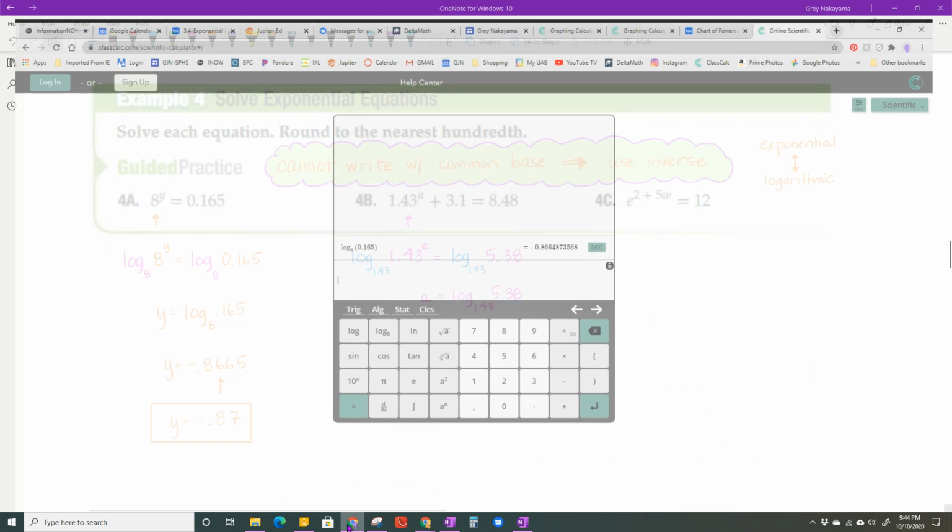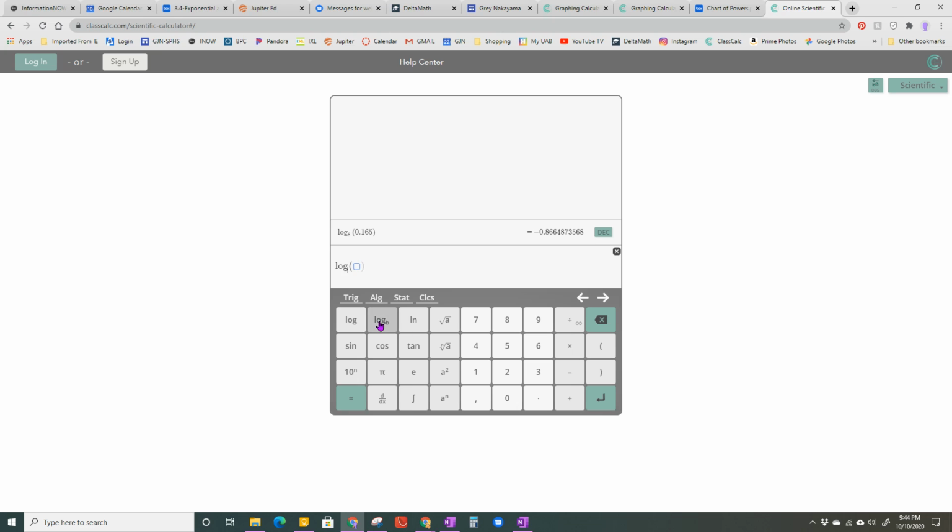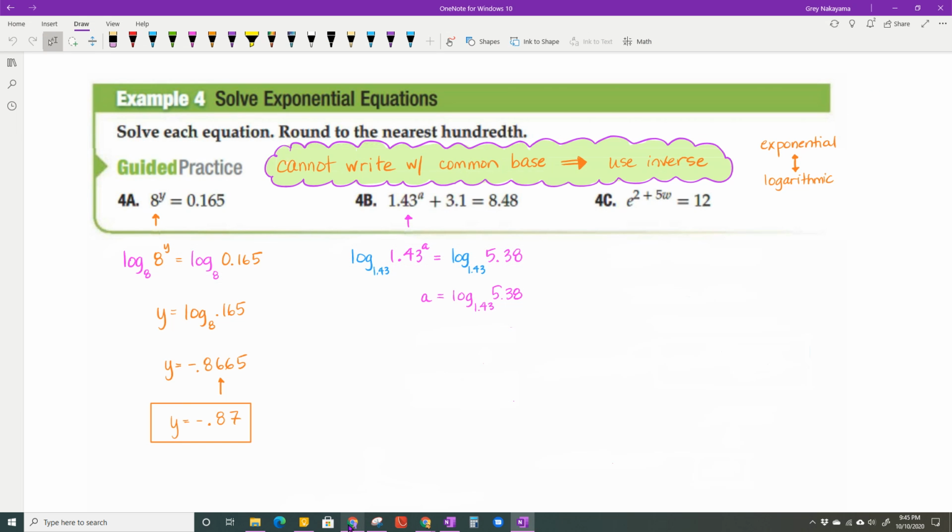Okay, we're going to put it in the calculator again. So I'm going to say the log base 1.43 of 5.38, and I get 4.70, so forth and so on. So a is equal to 4.7045, rounded to the nearest hundredth. That's my hundredths place, and it's going to be a is equal to 4.70.